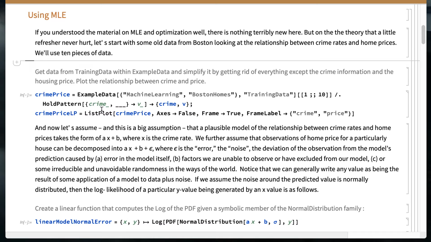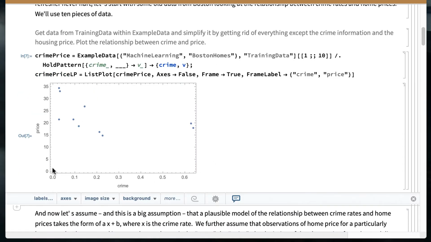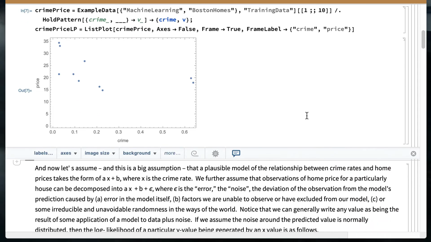And here what I'm going to focus on at the beginning are crime statistics and home price. So we're going to load that up, and you'll see what the data looks like. And I'm just taking 10 data points just to keep everything simple. All right, so there's our data. Here's crime on the x-axis, price on the y-axis.